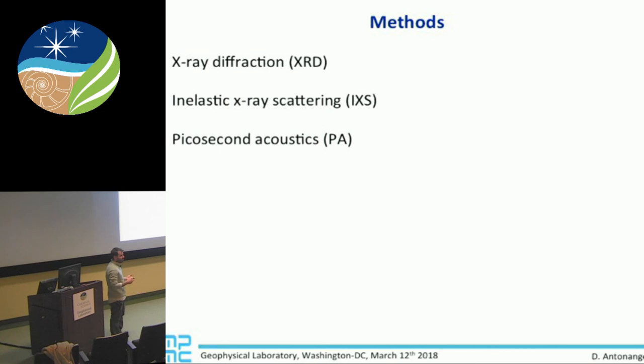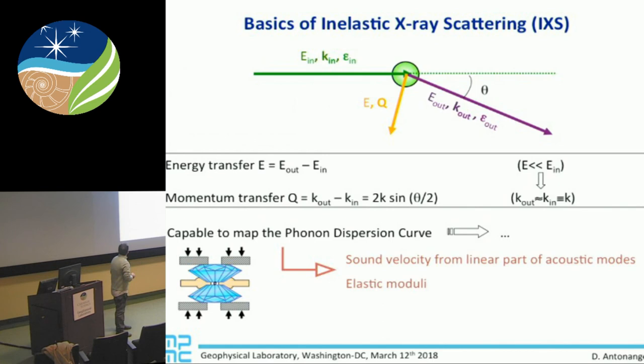So the methods I'm going to use range from X-ray diffraction, to inelastic X-ray scattering, and picosecond acoustics. I will not spend much time discussing diffraction since it's a known technique. I will say a few words on inelastic X-ray scattering as it is a little bit more exotic, and also because it is now quite popular at synchrotrons, but sometimes used without the necessary care in terms of experimental protocol and data analysis. And I will spend a little more time on picosecond acoustics because it's a brand new technique with good potential, and it's something that Alex Goncharov is developing at the Geophysical Lab as well. So I thought it would be interesting to show you the potential of this technique.